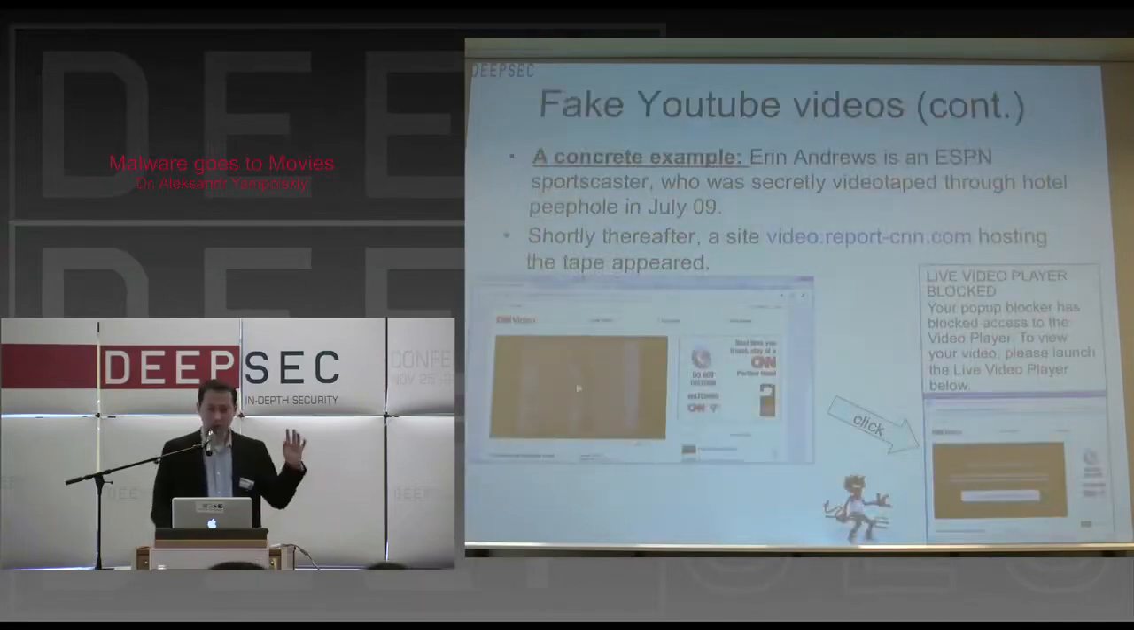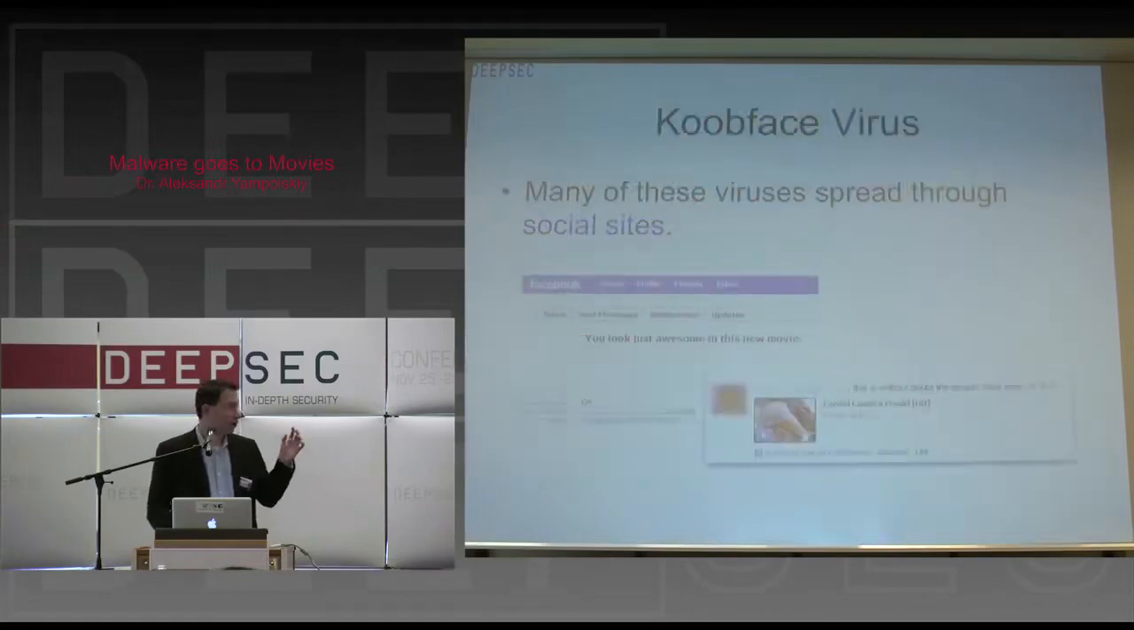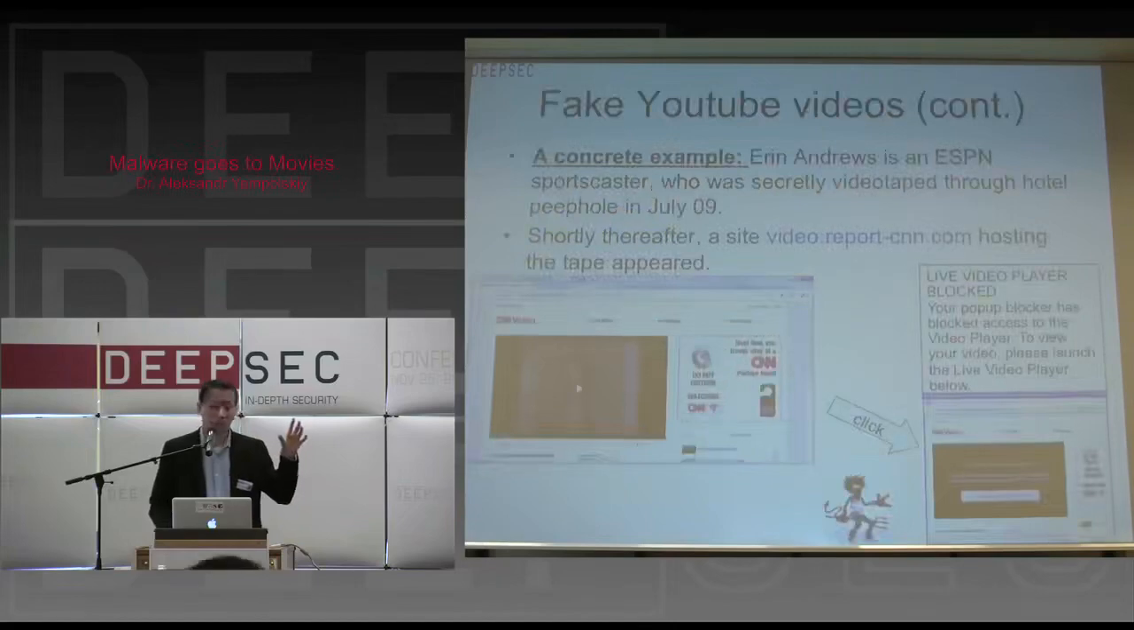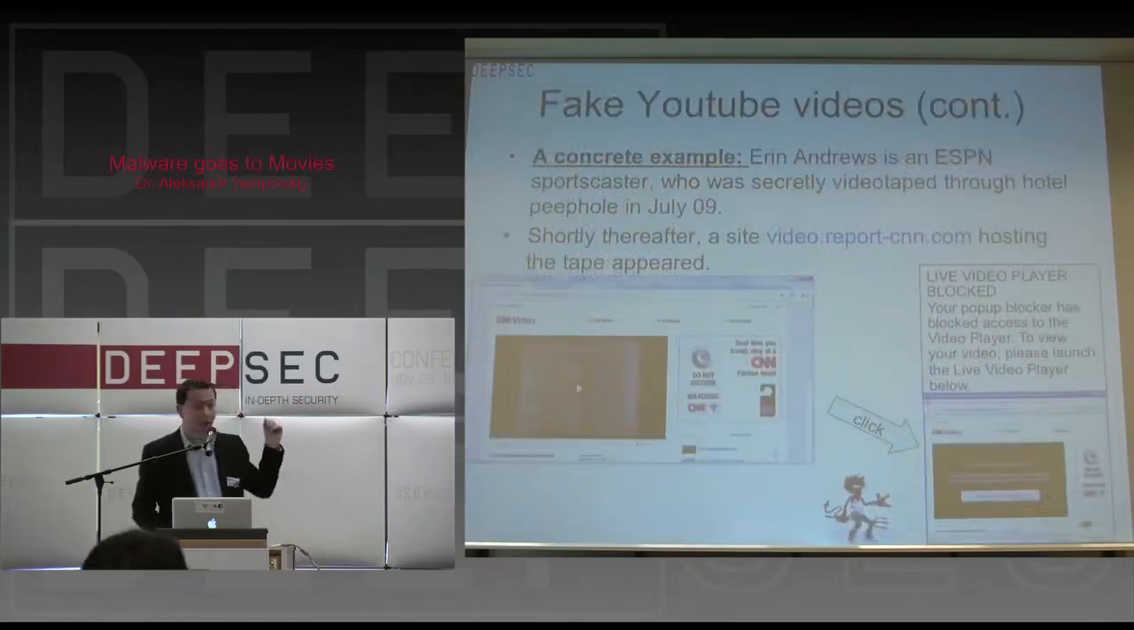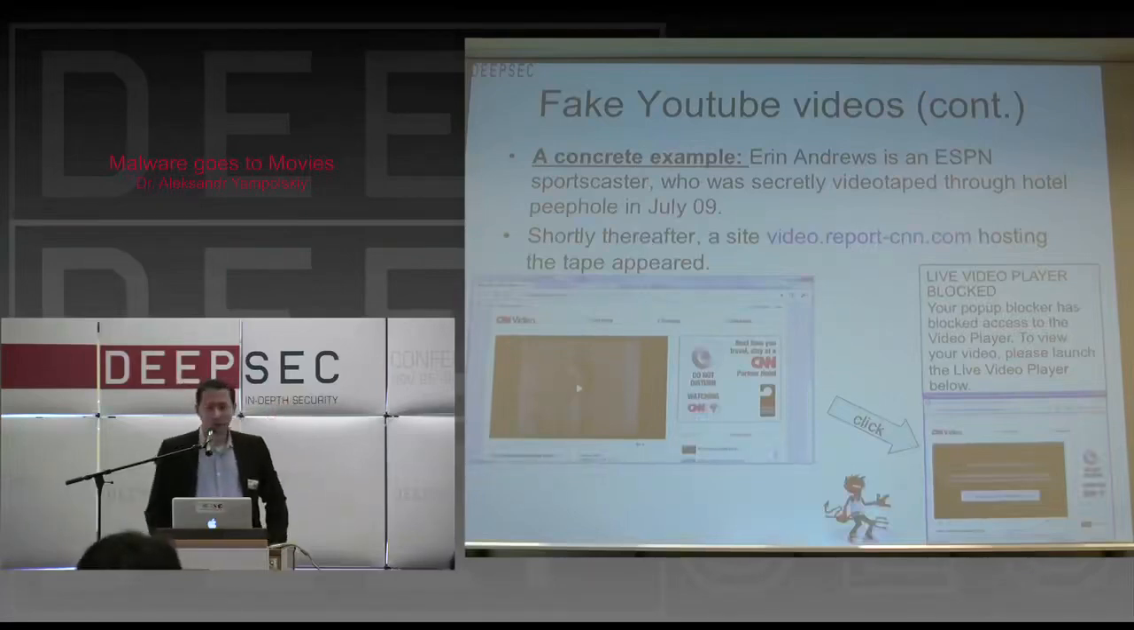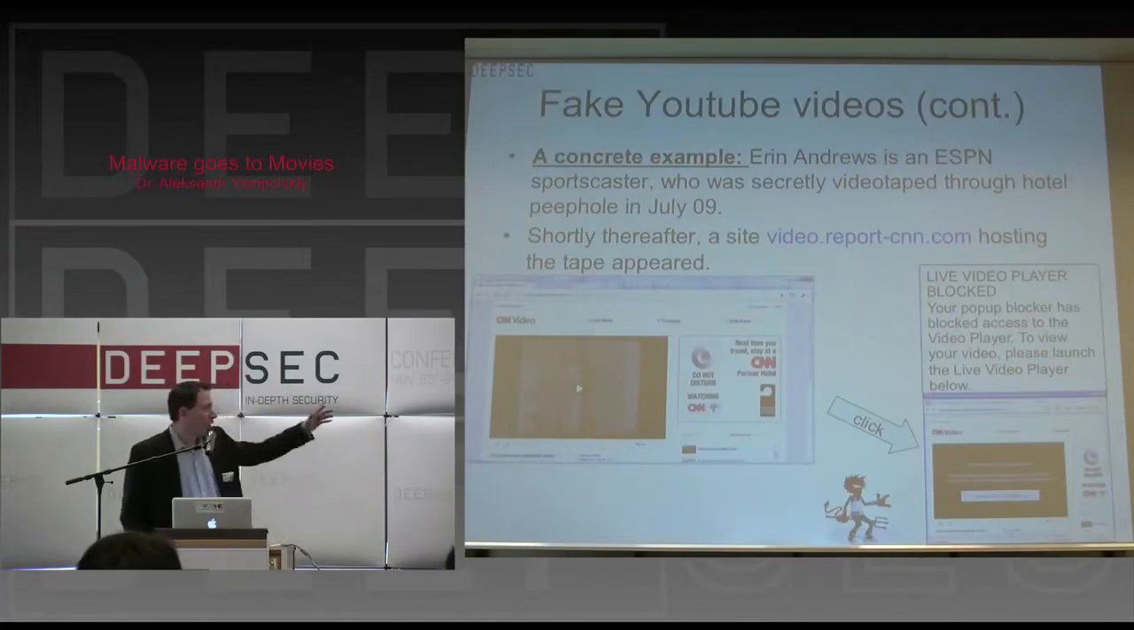Here's another example which I analyzed in great depth. So I mentioned to you the fact that there were a lot of news site imitations. So the site is actually still active. I think it's still active as of last week. video.report-cnn.com. I mean, the domain is report-cnn.com, but it looks identical to CNN.